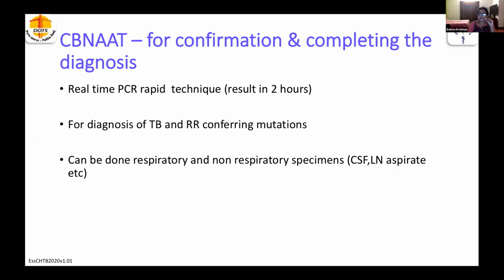And the CBNAT can be done in both respiratory and non-respiratory specimens. Initially, we were doing it for respiratory specimens. Later, WHO approved other non-respiratory specimens also, like CSF and lymph node. That is in 2013. The other one was in 2010.